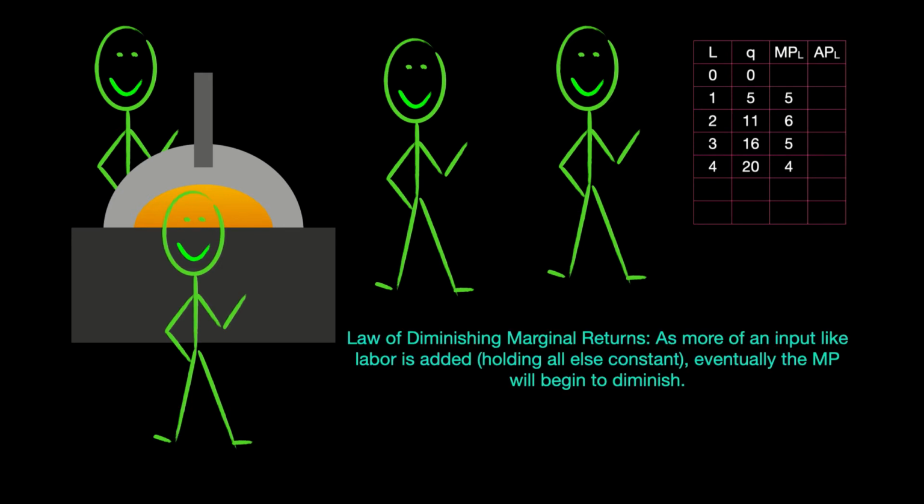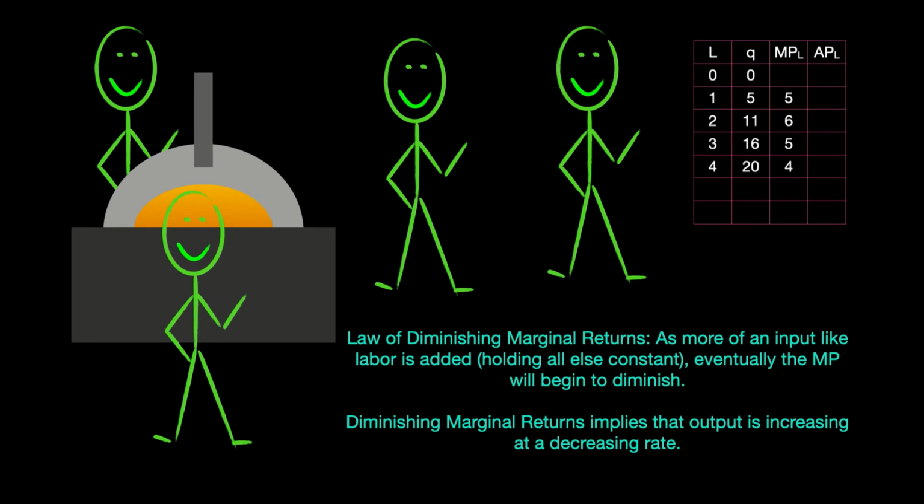The law of diminishing returns means that as more of an input like labor is added, eventually the marginal product will begin to diminish. Notice that the output is still going up, but it is now going up by less. As long as the marginal product is positive, diminishing returns implies that the output is increasing at a decreasing rate.